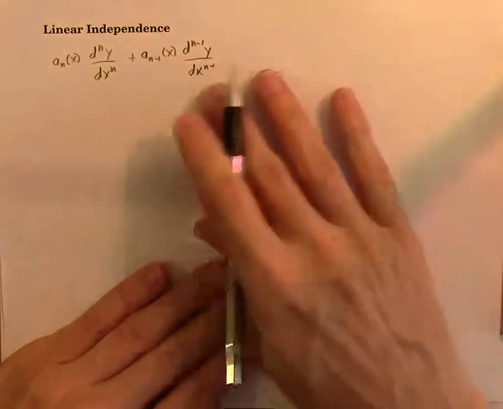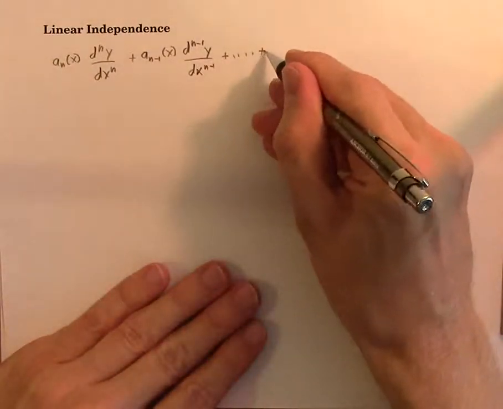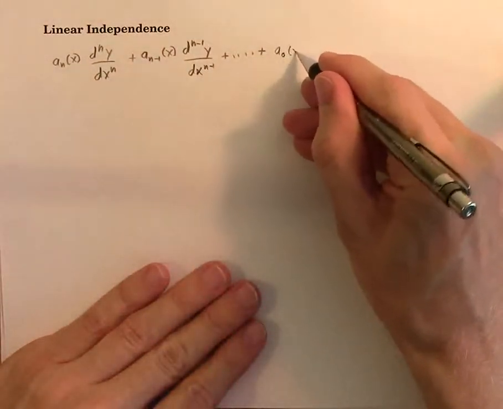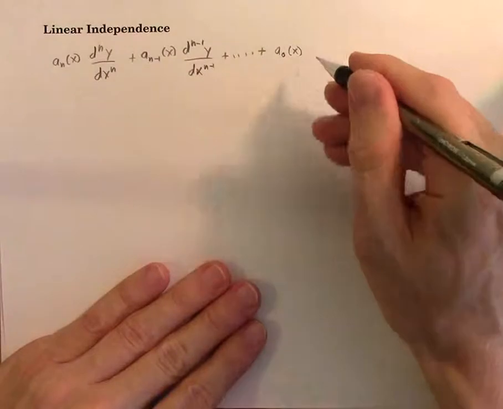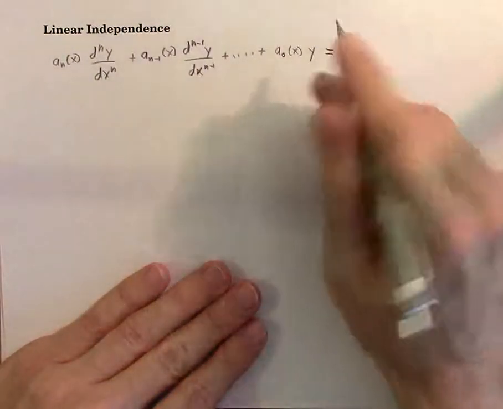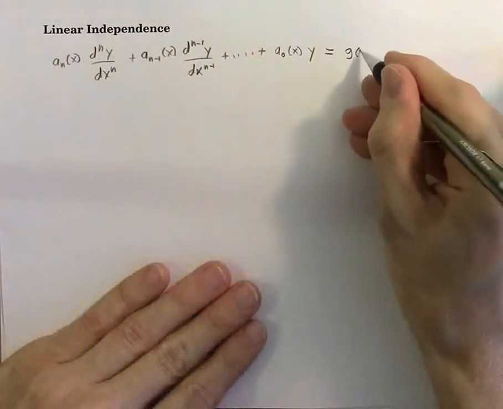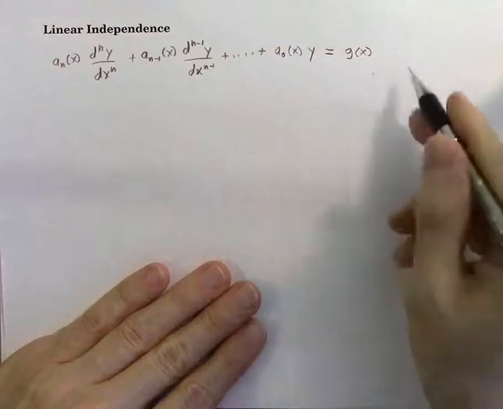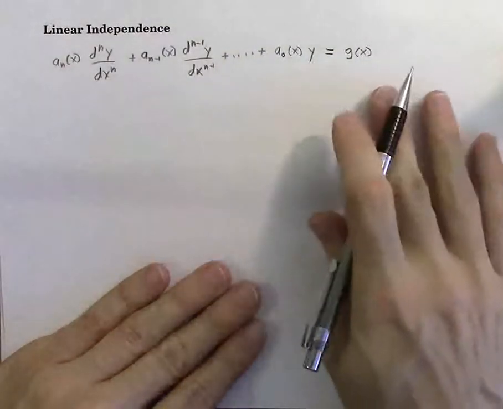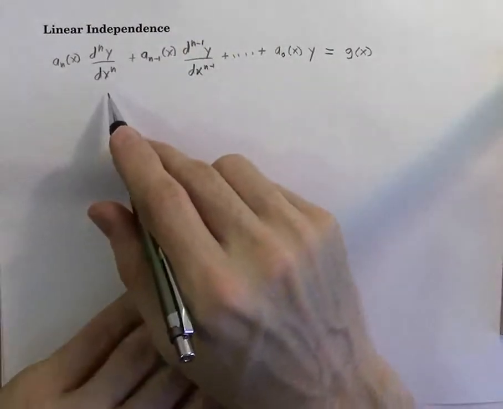And we can have other lower order derivatives. So let's continue that until finally we get to a term that has no derivative at all, so just a sub 0 of x multiplied by the function y. All of that added together is equal to another function, g of x, which is also just a function of x alone. And this is known as a linear differential equation of the nth order.